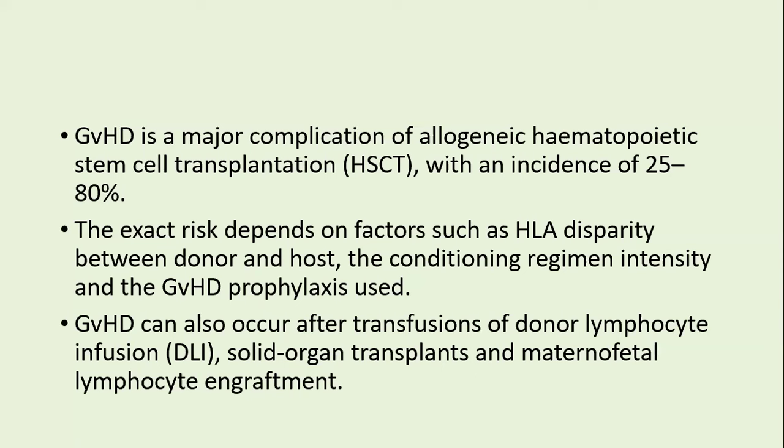GVHD is the major complication of allogenic hematopoietic stem cell transplantation with an incidence of 25 to 80%, which is quite a handsome incidence. The exact risk depends on factors such as HLA disparity between the donor and the host, the conditioning regimens which are given prior to HSCT, and the GVHD prophylaxis used.